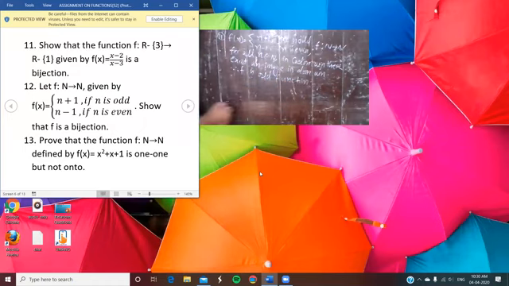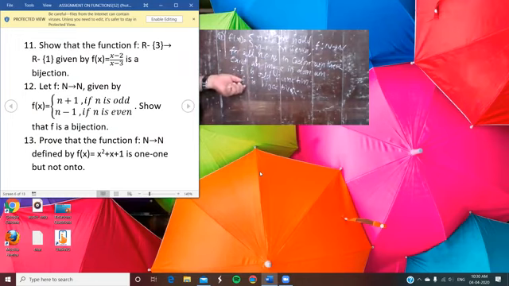So here the function is one-one and onto both. So you can write f is bijective. So f is bijective. So in this way, if you write it like this, that means the complete solution, no doubt, no marks will be deducted, and you get 4 marks, no doubt.